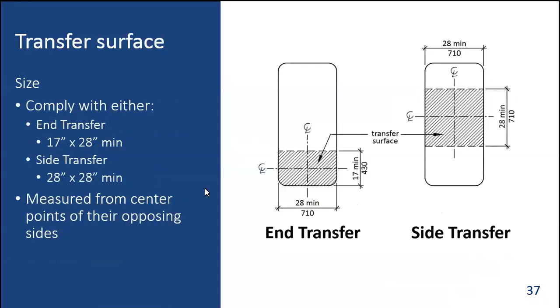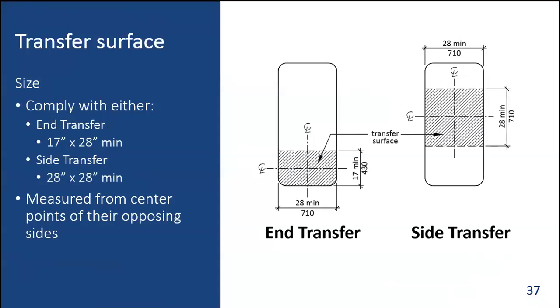The transfer surface needs to be of a minimum size that complies with either an end transfer or a side transfer. Transfer sizes are measured from the center points of their opposing sides. Often equipment has rounded corners or tapered edges, which would be difficult to measure. Measuring from the center line of the surface area simplifies compliance.